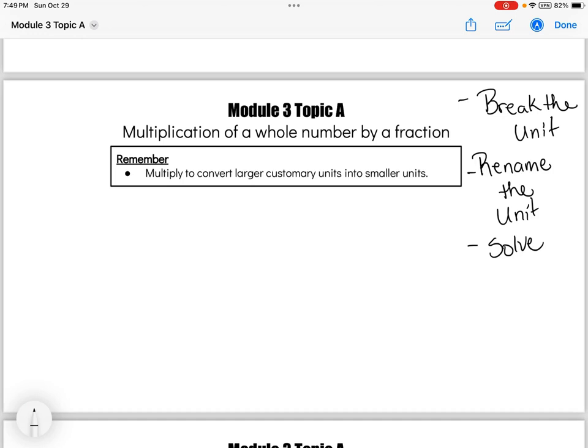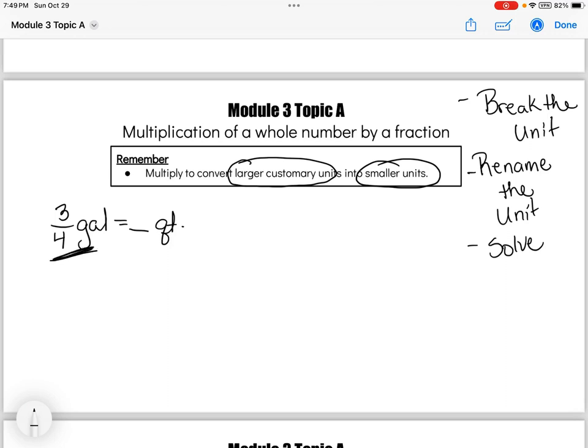So the first problem we're going to look at goes from a larger customary unit into a smaller customary unit. So if I have 3/4 of a gallon, how many quarts does that equal? Again, I'm going from a larger unit, such as gallons, into a smaller unit, such as quarts. And I'm going to use those 3 steps: break the unit, rename the unit, solve.